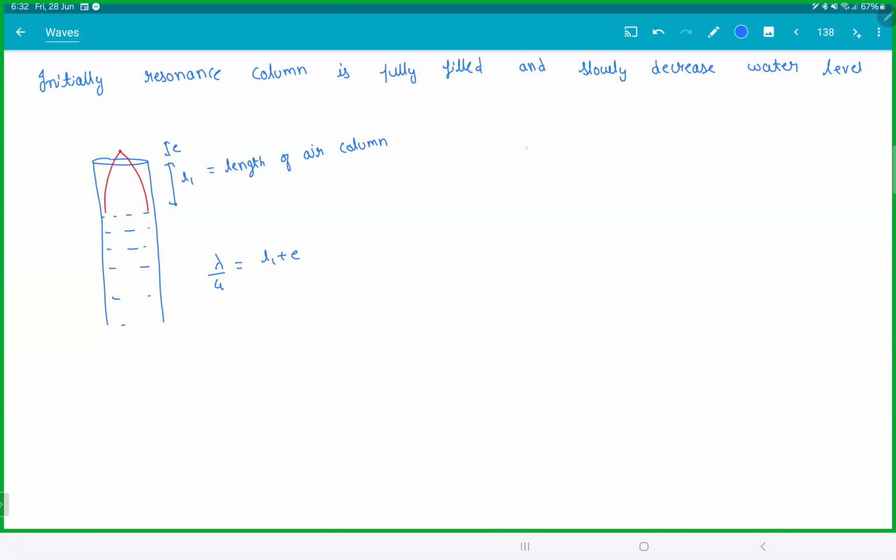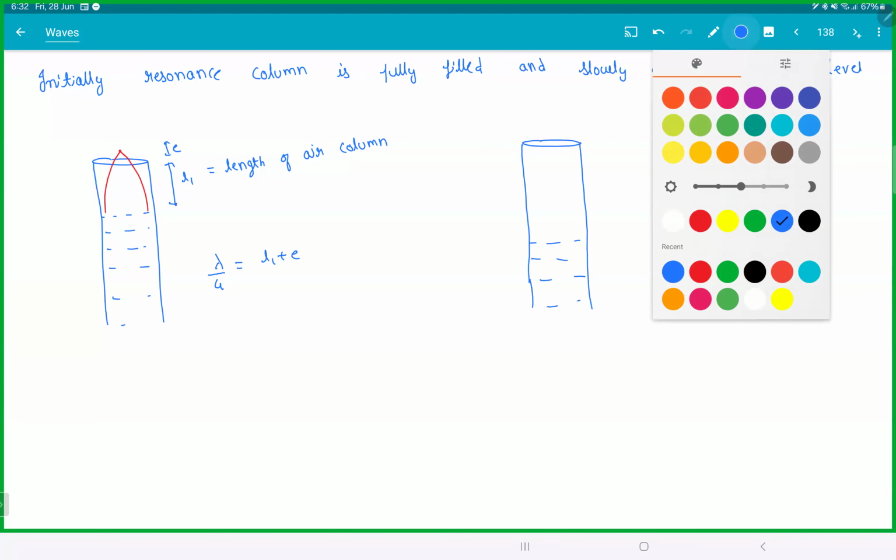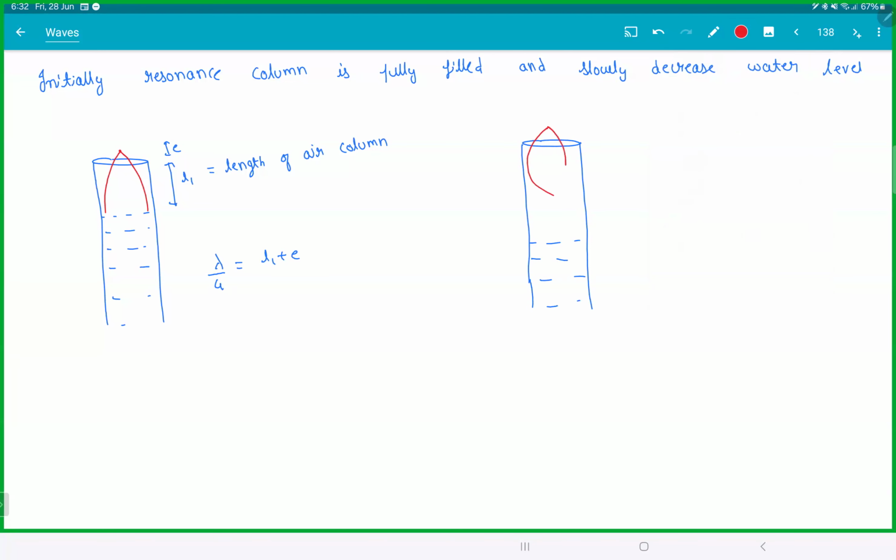Then you continue to decrease the water level. The sound goes off, and then again you'll hear that sound. Now we are sure the next overtone has formed. Let this length of the air column be L2. Remember, the air column length is measured only from the top. Now we get 3 lambda by 4 equals L2 plus E. Now we subtract L2 minus L1, and that gives you lambda by 2. Even if they give you the water column, the difference in the water column length is always lambda by 2. That is the distance between two loops or two nodes.